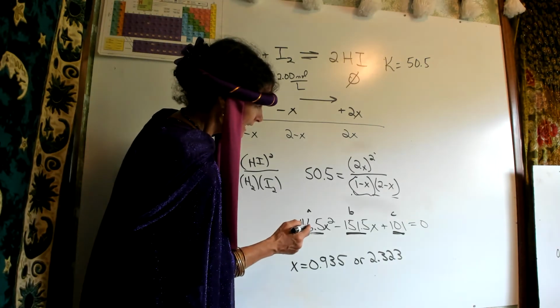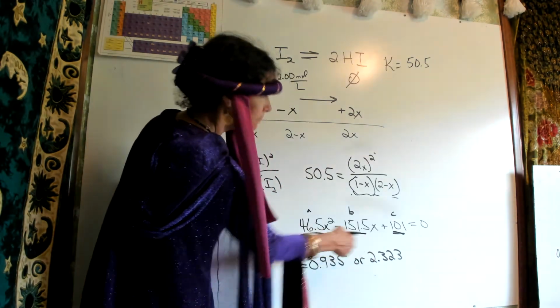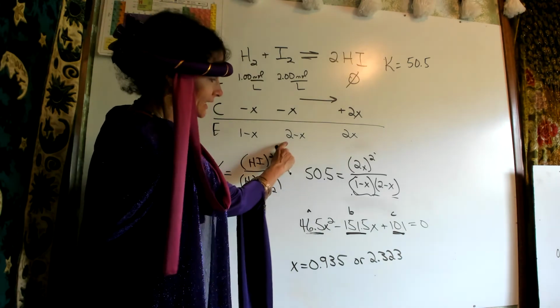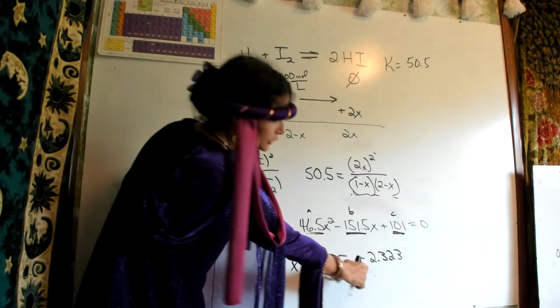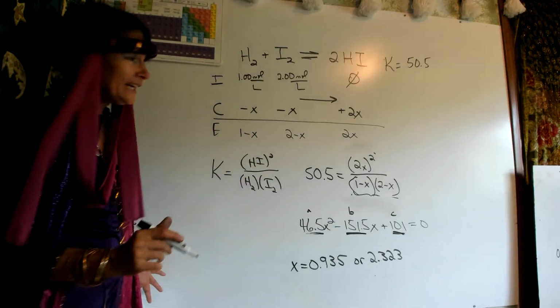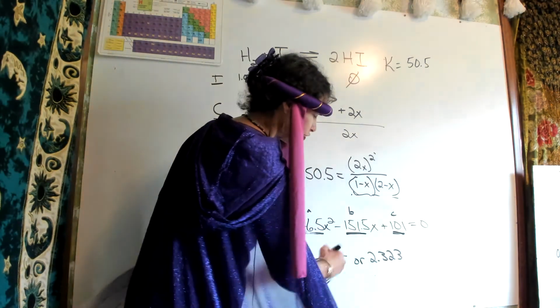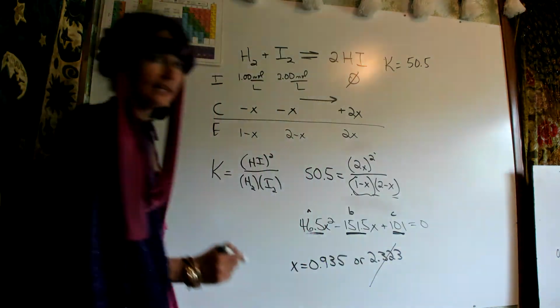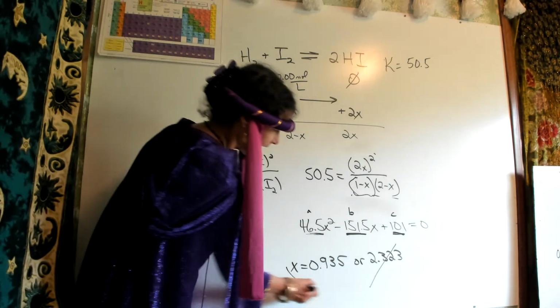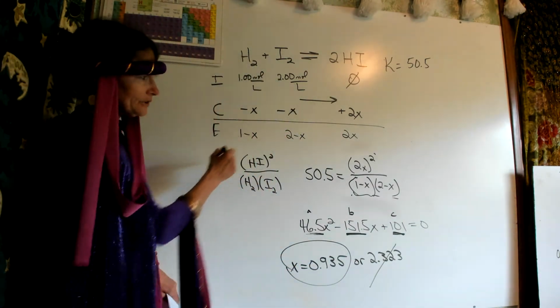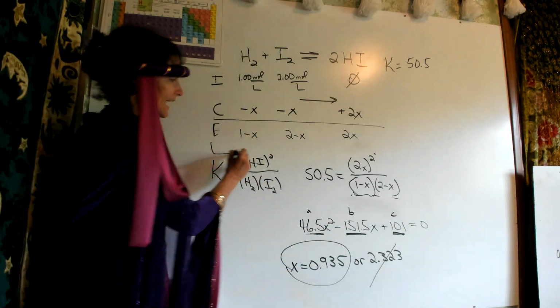All right. If you have two positive numbers, it can't be the larger one. Because here, 2 minus x, if you had 2 minus 2.323, you would get a negative. So you would show me your two answers, and then you can cross out the one that's not possible. This is what we would have, so we can go up here and plug in.